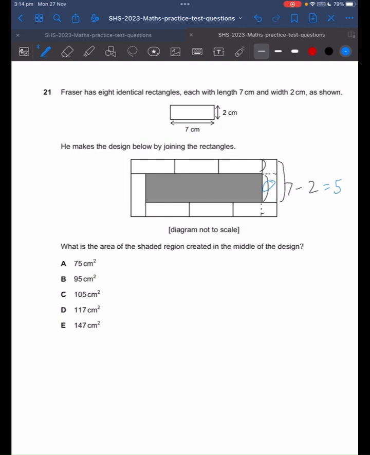Now, for the other length, we have 7, 7, 7. Same logic here. We cut it up here. How long is this side? That's 2. So 7 becomes 5. So 7 plus 7 plus 5 gives us 19. To find the area, we do length times width. So we can do 19 times 5, which gives us 95 centimeters squared.